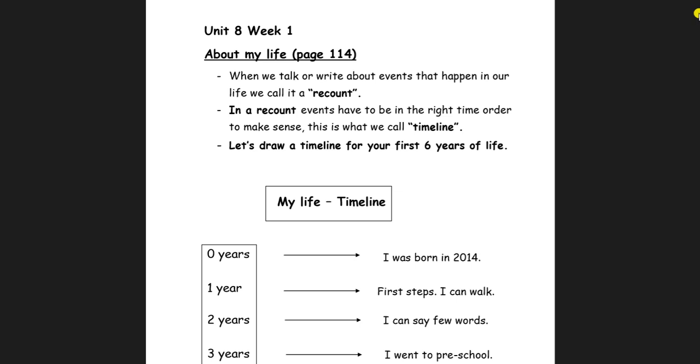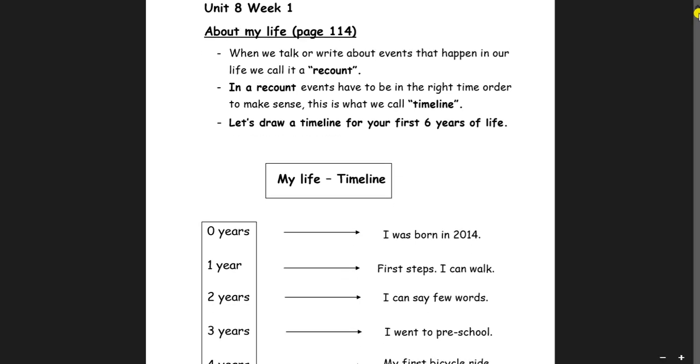Recount is going to be a kind of text where everything is happening in order. First and then next and then next, and what happened after that and what happened after that. So if we're talking about recount, I cannot tell you something that happened to me today and then what happened 5 years ago. I have to go in order from the before and coming to present to now. In a recount, events have to be in the right time order to make sense. And this is what we call timeline.